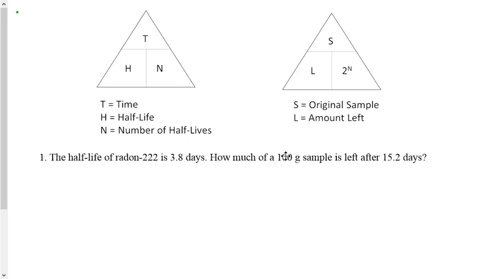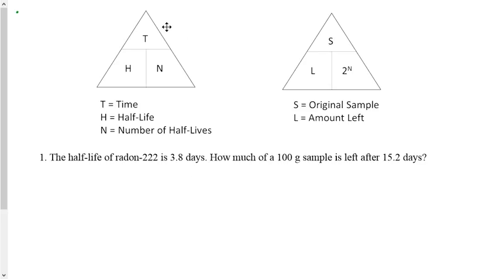Okay, today's lesson is on half-lives. There's a lot of radioactive elements that go by what is called first-order decay, and a half-life is a regular pattern. It's the time it takes for half of it to disappear. So to do calculations on this, I have a couple triangles that help us out.